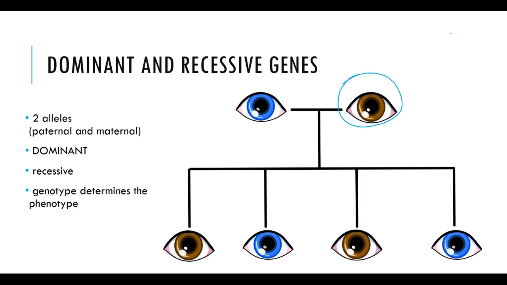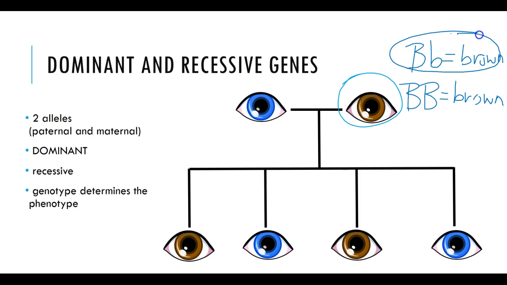For him to have brown eyes, he could either have the heterozygous genotype, hetero meaning 2 different, so his genotype could be capital B and lowercase b, which gives rise to still brown eye color. Or he could have homozygous dominant, homo meaning the same, dominant meaning the dominant trait, which is brown, so he could have capital B capital B, and that still codes for brown eyes. These are the 2 possibilities. The top one is heterozygous, the bottom one is homozygous dominant.